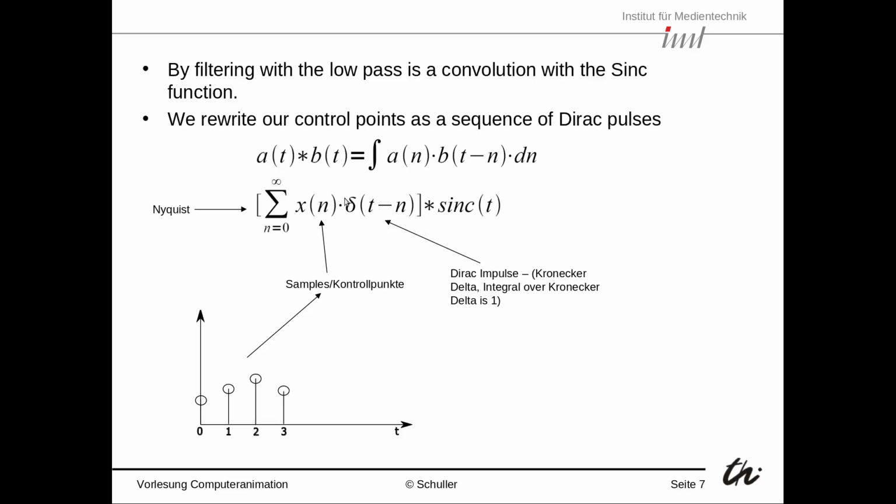Yeah, so here this delta is the Dirac impulse or Kronecker delta, and the integral over this delta is defined to be 1. So we have an infinitely narrow peak and it's infinitely high, but it's defined as having an area of 1. So you can think of it as a triangle where the area is 1, and then you make the baseline of this triangle infinitely small, and then the top becomes infinitely high.